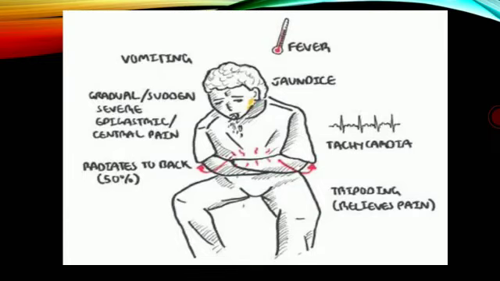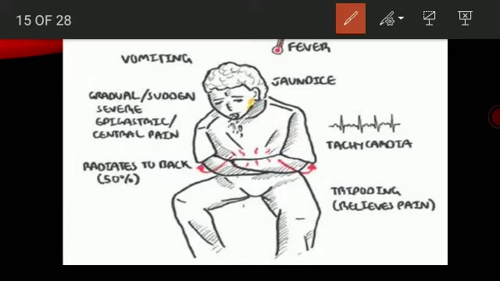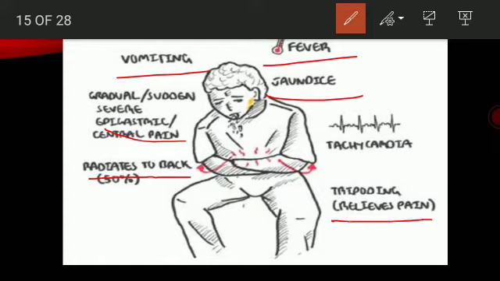So now in this picture we can see the clinical features of the patient. The patient has fever, jaundice, vomiting, and gradual or sudden severe epigastric pain which radiates to the back and is relieved by bending forward, and also has tachypnea.